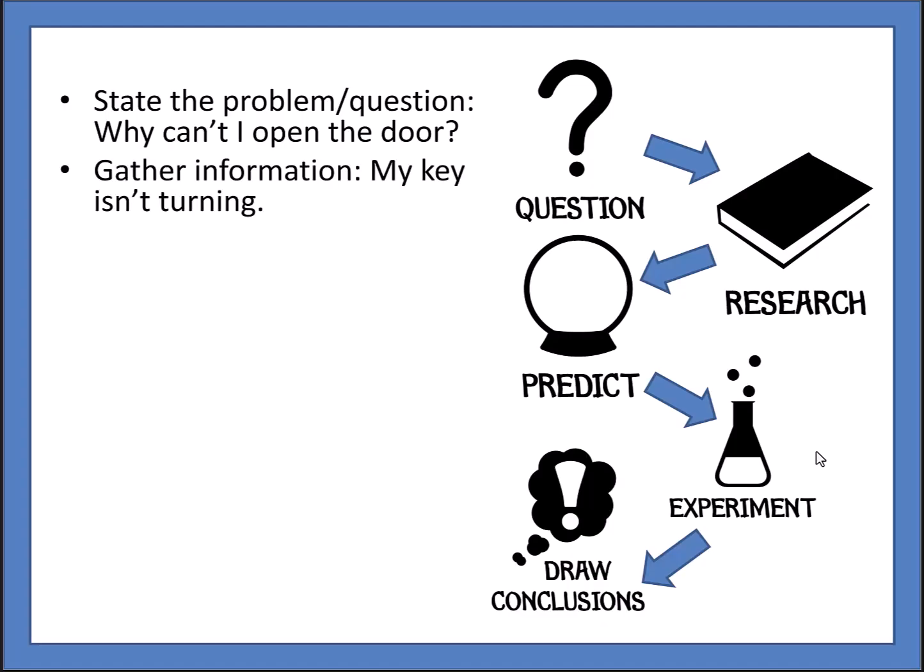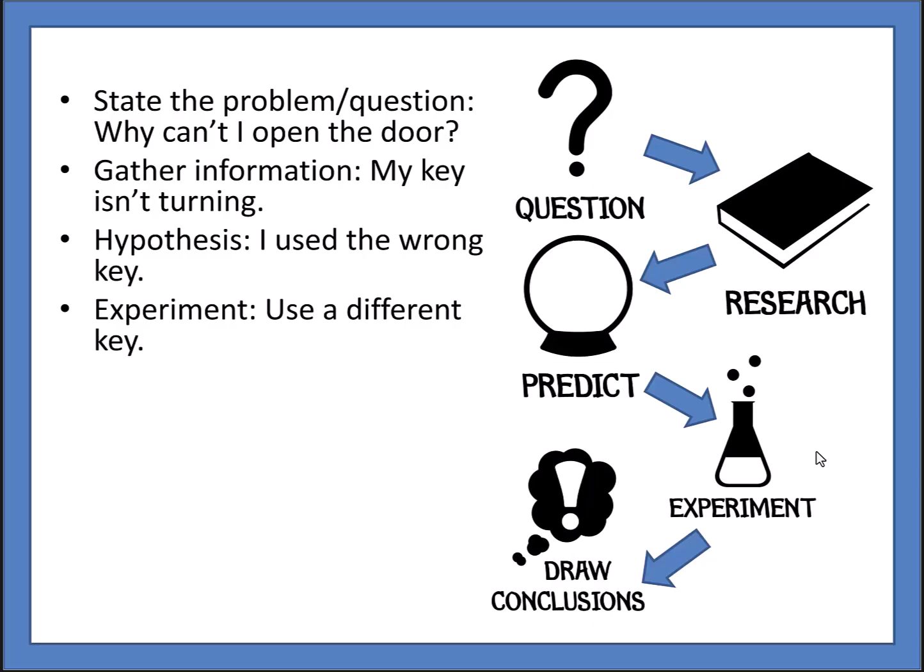Gather information. Your key isn't turning, so gathering information such as this key worked the day before, or I can put the key in the lock but it doesn't turn, or any number of things that you might gather as far as previous information. So you form a hypothesis. Maybe you think that you used the wrong key. That's going to lead you to an experiment where you use a different key. And then you're going to collect data from that.